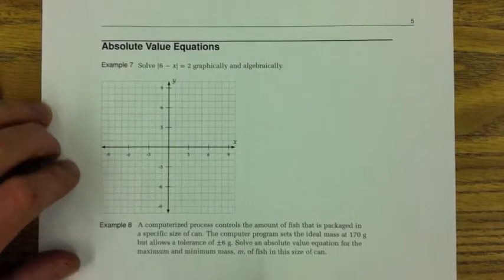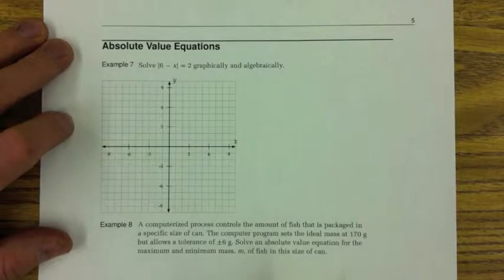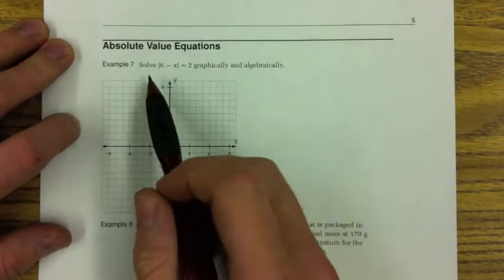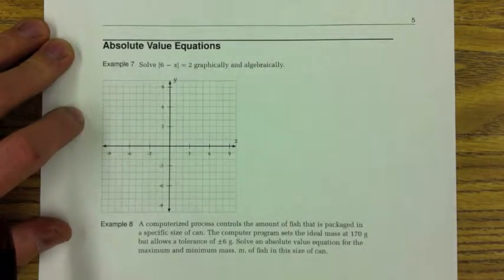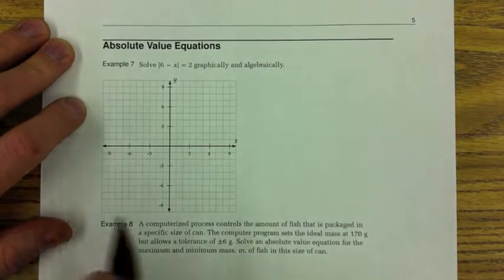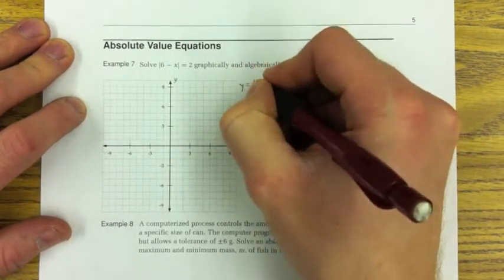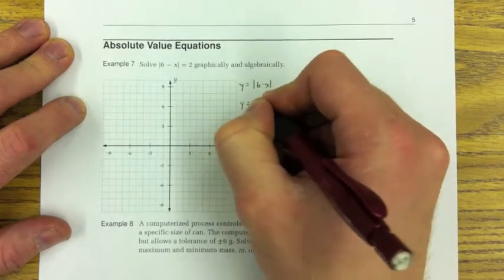Alright, in lesson 3 on absolute value, we're going to take a look at absolute value equations. One of the things that I like to do is always tie solving equations to the graphs of the functions. So here we've got an equation, and they ask us to solve the absolute value of 6 minus x is equal to 2, graphically and algebraically. To solve this graphically, we're going to graph two separate functions. We're going to graph y equals the absolute value of 6 minus x, and we're going to graph y equals 2.